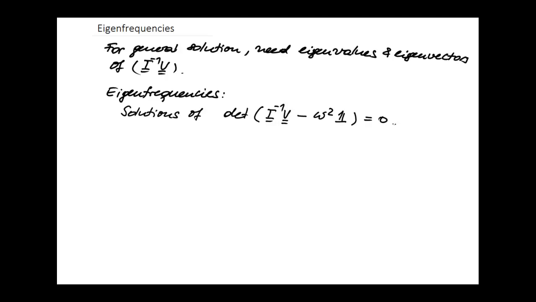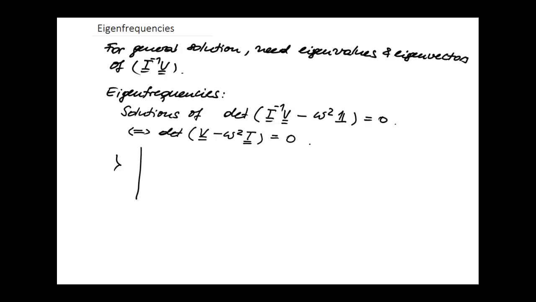This condition for the determinant is equivalent to the condition that the determinant of V minus omega squared times T is equal to 0. We simply multiply the first condition with the determinant of T, which is non-zero because T is a strictly positive matrix. And then we get this equivalent formulation of our condition. Now, what is the matrix whose determinant we have to calculate?